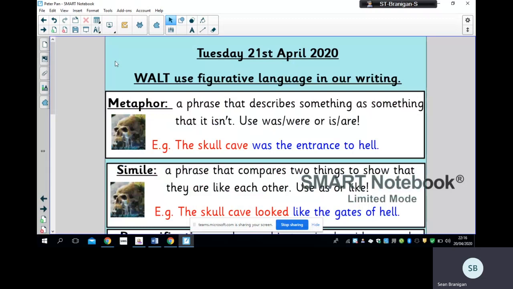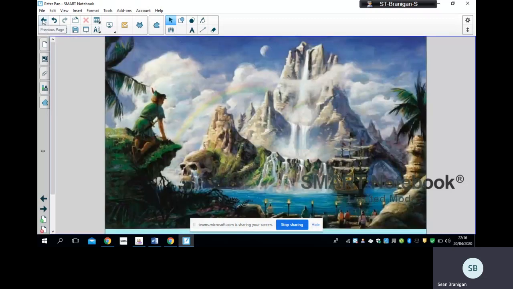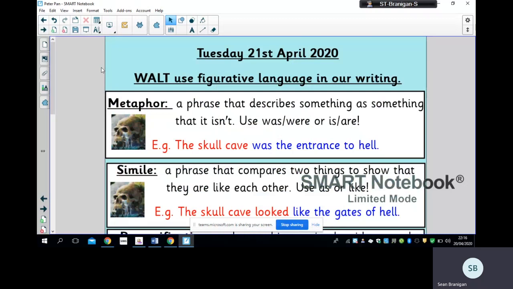Today we're going to be looking at figurative language and how we can use that in our writing to bring the scene of Neverland to life. We're still concentrating on this picture and we're still going from Peter's perspective as well. So just a quick recap on figurative language. We have looked at this in year 4 in some detail already, and we've tried to implement it in lots of different types of our writing this year.